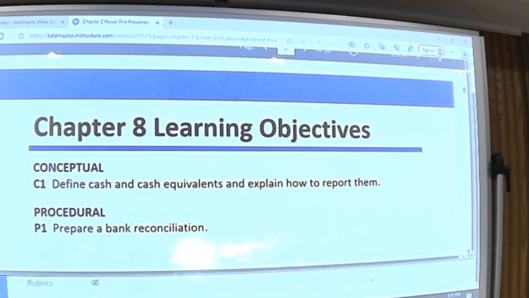There are your learning objectives. You can see Chapter 8 is listed there. That's the chapter in your book. First objective has to do with concepts. We want to understand what cash is and what a cash equivalent is, as well as how to report those two items. And then the process or procedural aspect is preparation of an actual bank reconciliation.